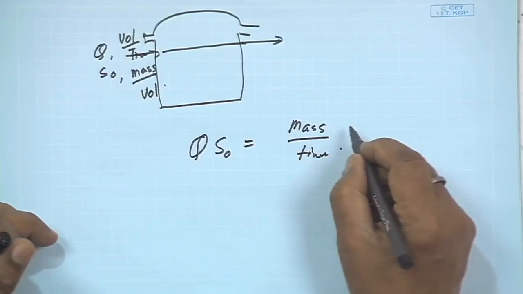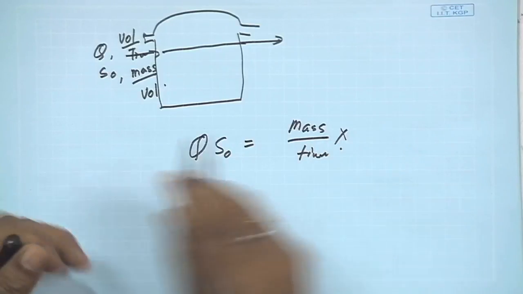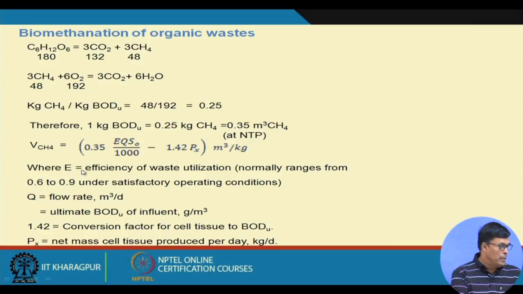So, now if you multiply it by the utilization efficiency, that is E, then how much of this biomass can be converted into gas, you can find out. And you have already seen that 1 kg BODU can produce 0.35 cubic meter of methane. So, if you multiply by this, you will get how much methane is produced.